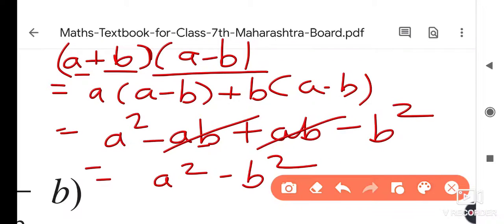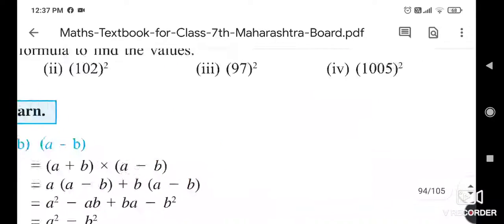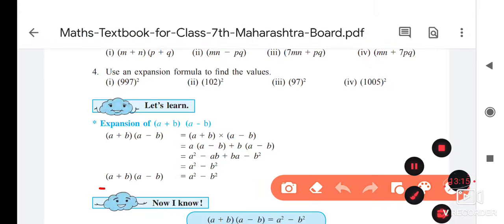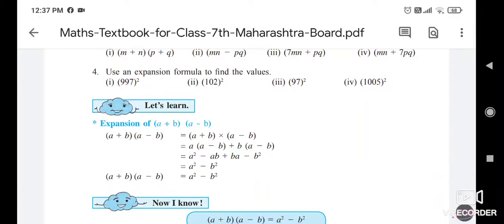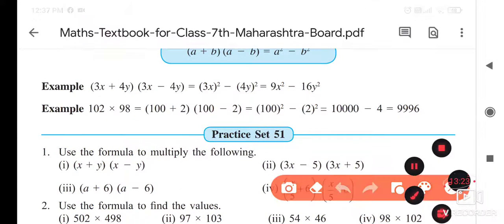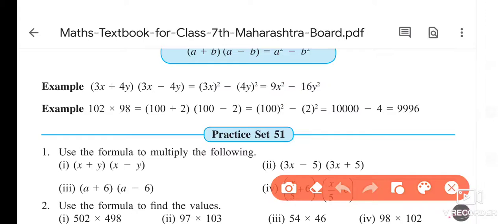So a square minus b square, its factorization is a plus b and a minus b. The expansion of a square minus b square is a plus b and a minus b. That formula is also very important. This is the third formula: a square minus b square is equal to a plus b and a minus b. By using this formula, I will also tell you how to solve the examples.